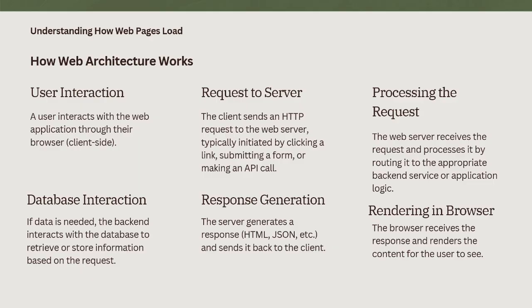So if data is needed, the backend will interact with the database to receive and store the information based on the request. Then the server generates a response and sends it back to the client. Then the browser receives the response and renders the content for the user to see. So these are the steps that go on before we get responses on our web pages. And the good thing about all that is it is fast. We don't get to see the numerous activities that are taking place here. All we know is it's just coming fast. So that's the beauty of it.